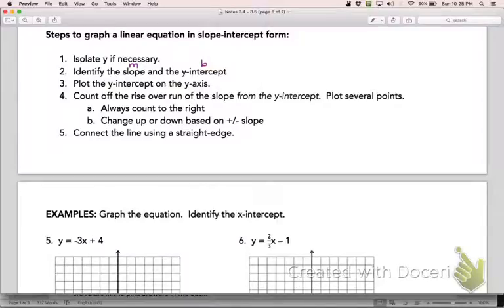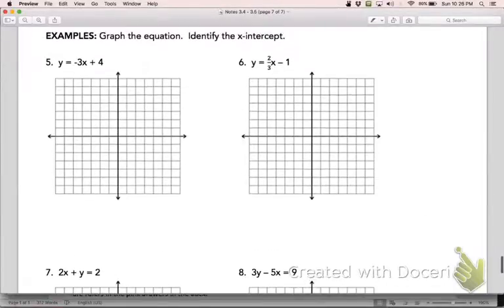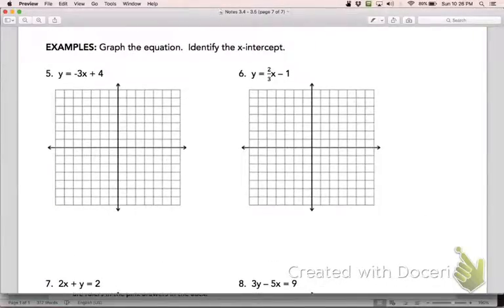Here's a couple of tips. When you're counting off your slope, always count to the right. So you change your up or down based on whether the slope is positive or negative. Then you want to connect the line using a straight edge. So here we go. Let's try a couple of these. We're just going to do a couple of examples today, and then you're going to practice some on your own. This is something I know you spent a lot of time on in 8th grade, so hopefully this is review.